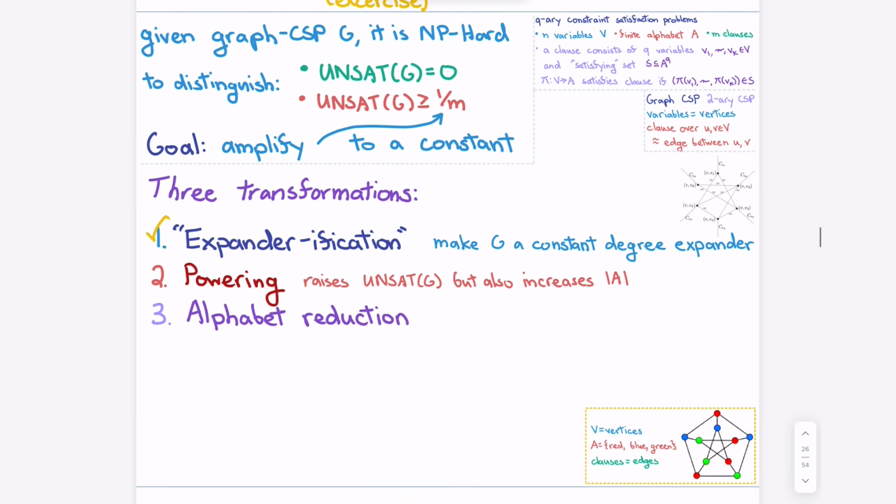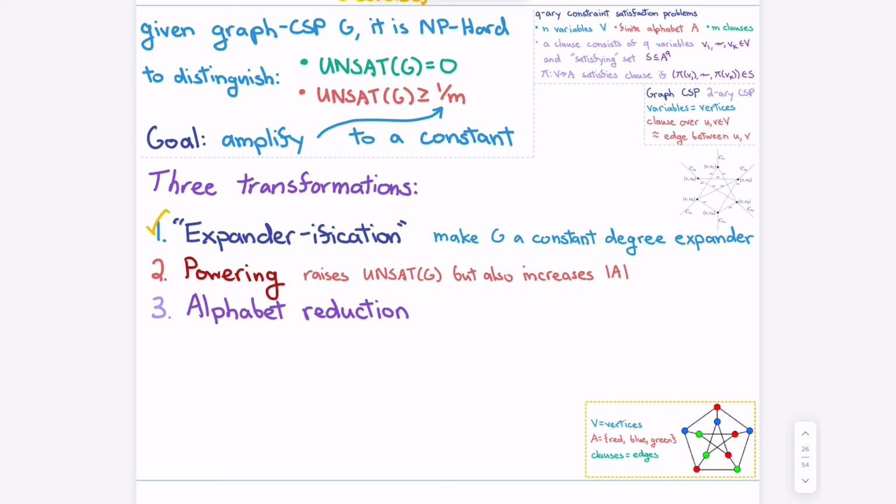So that second slide, I don't know where it went actually, but that's okay. Okay, so that's the first thing. How do you turn G into a constant degree expander with unsat only going down by a constant? Good. All right, so powering.